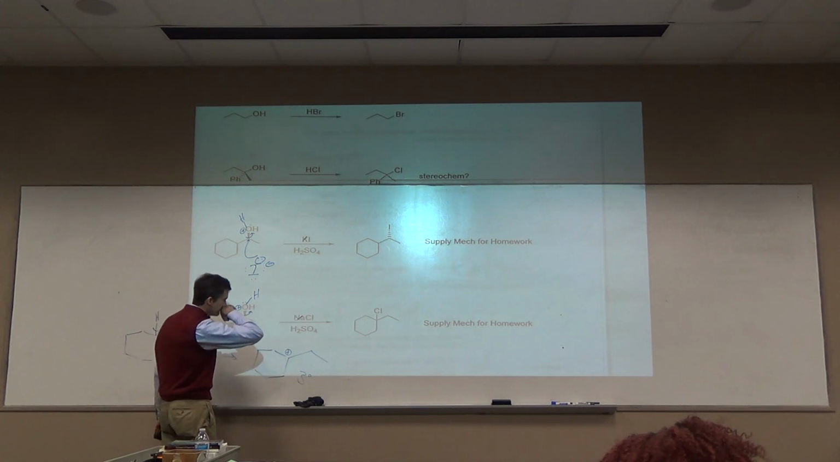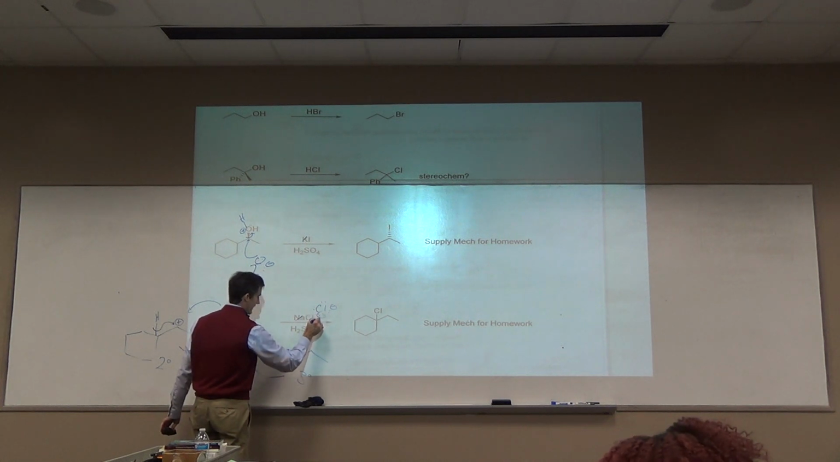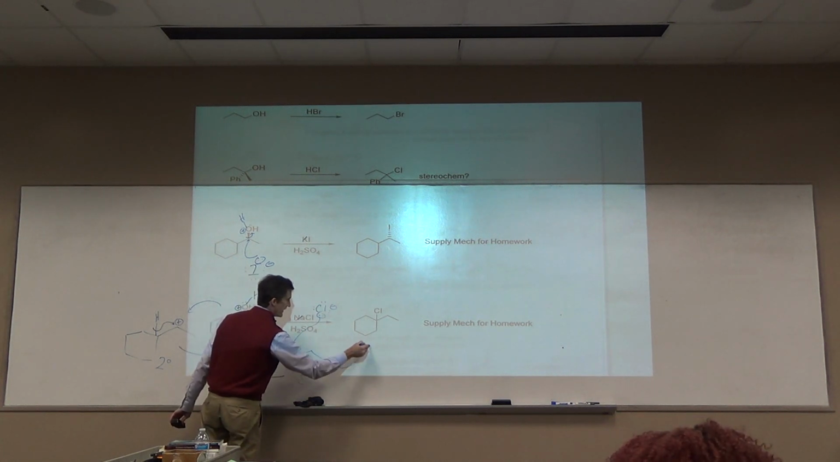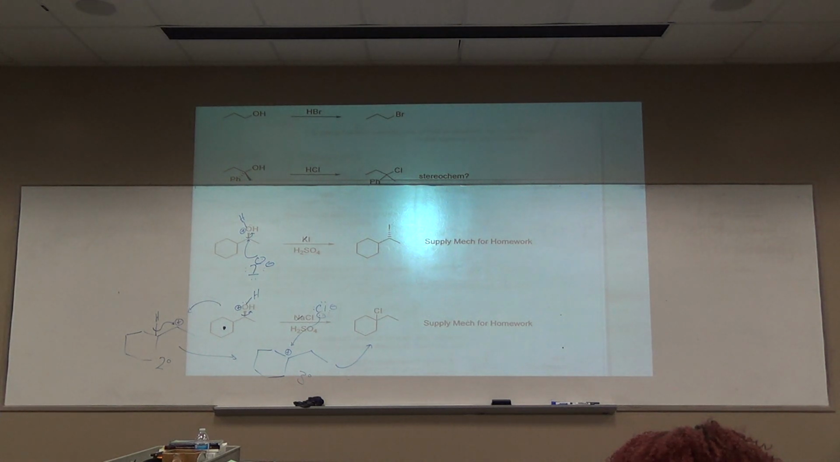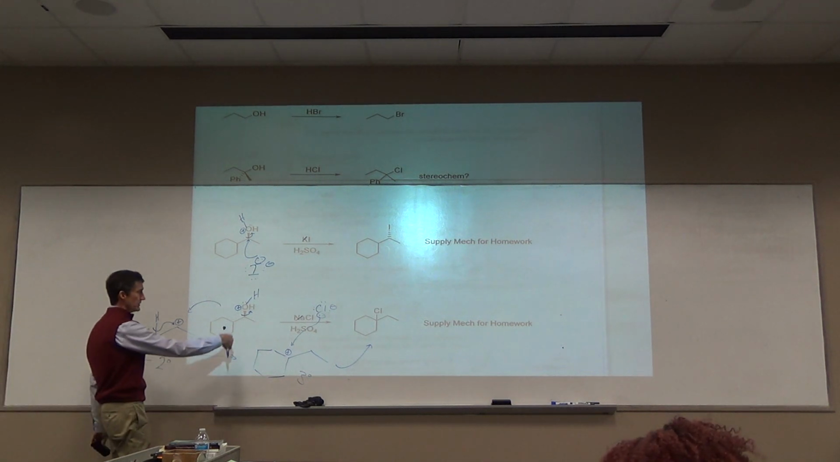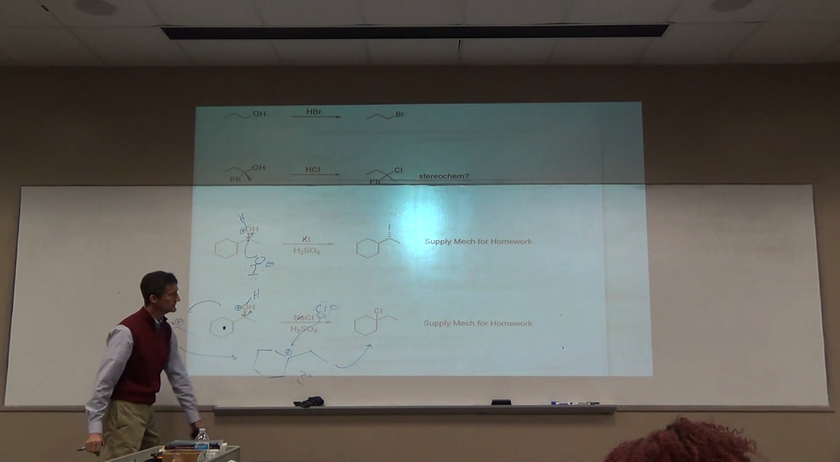Final step: Cl minus then adds to the carbocation, and we get the product. And this is what type of mechanism? SN1. SN1 with a carbocation rearrangement. And of course, the initial step is the activation of the leaving group by protonation with the strong acid.